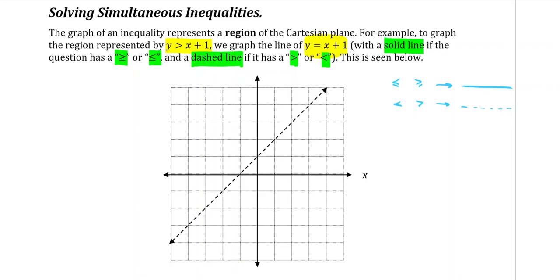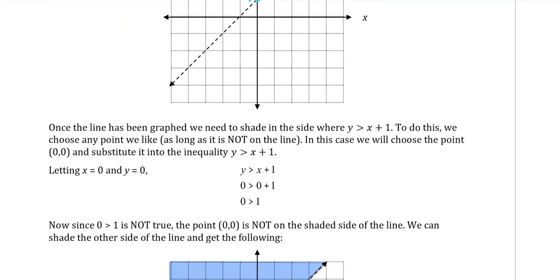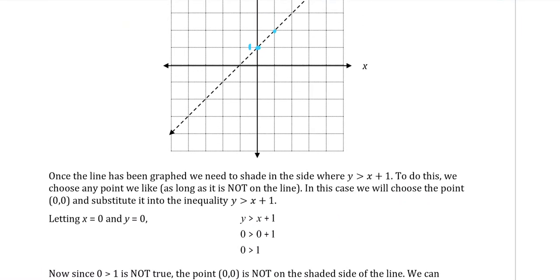Okay, so that dashed line is the line of y is equal to x plus 1 because it has an intercept here of 1 and the gradient is also 1. So rise 1, run 1, and we get the second point. So we can sketch that line. Okay, once you've sketched the line, then you have to decide which side of the line is going to represent the solution, which we will shade in.